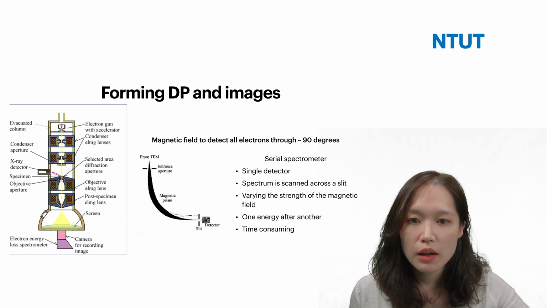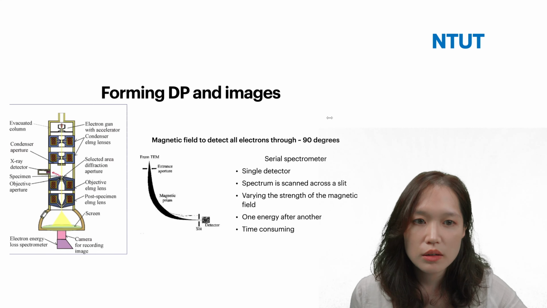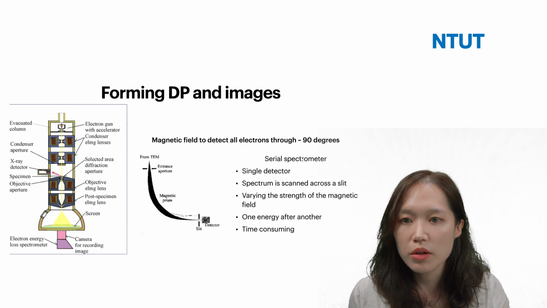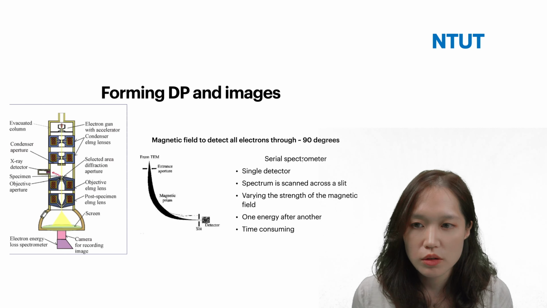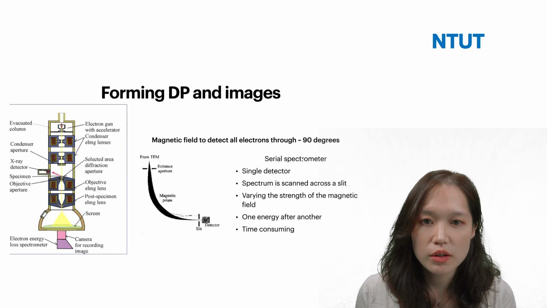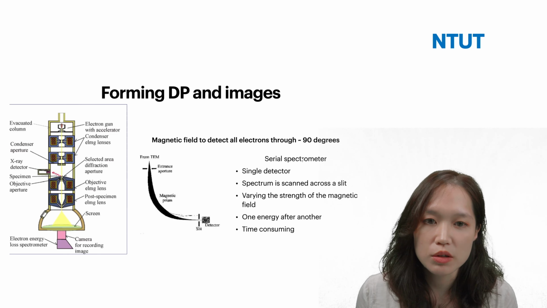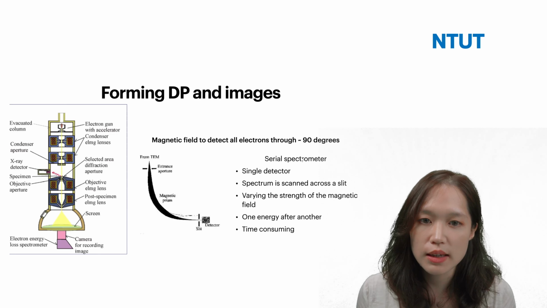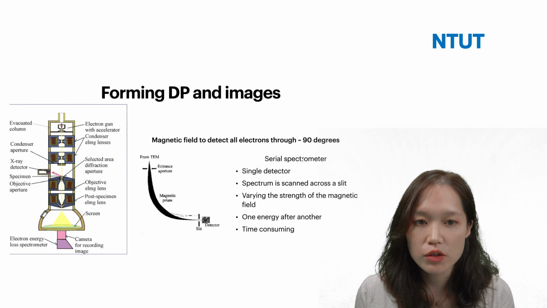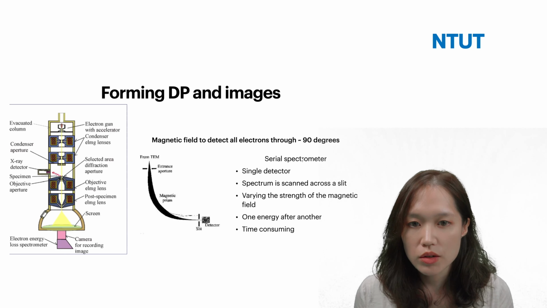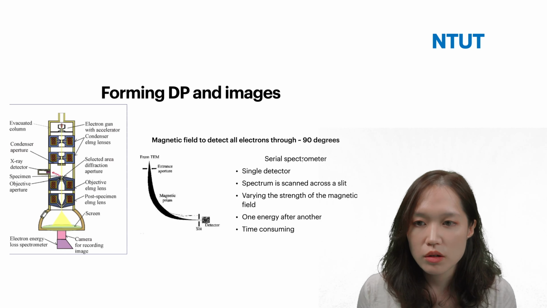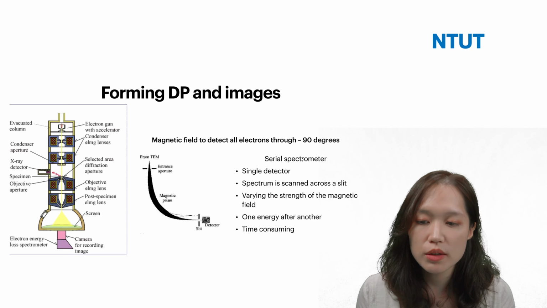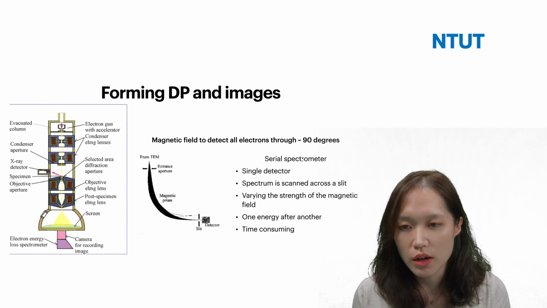Right, so how do we form diffraction patterns? Well, at the bottom we have the magnetic field and we have the spectrometers. There are a couple of types of spectrometers. We're just going to talk about the serial spectrometer now, which has a single detector. So the spectrum is scanned across a slit by varying the strength of the magnetic field, and each energy is detected in turn. Remember, what we're dealing with here is how the energy differences correlate to whatever elements we're dealing with.